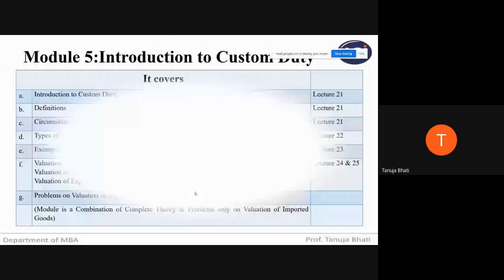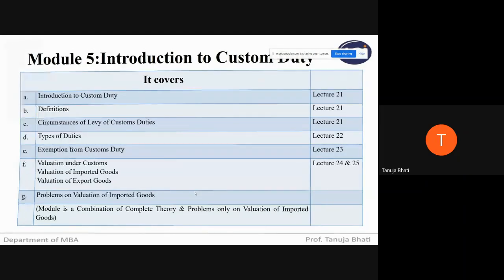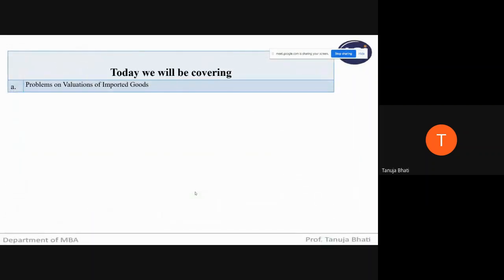Under this particular module we have already covered introduction to customs duty, definitions, circumstances of levy of customs duty, types of duties, and exemption from customs duty. Now we are seeing valuation under customs, where we have already seen the theory part of valuation of imported goods. Today we will be doing the problems on valuation of imported goods.